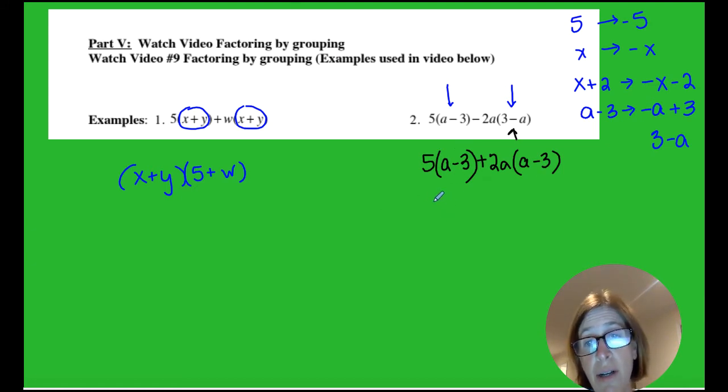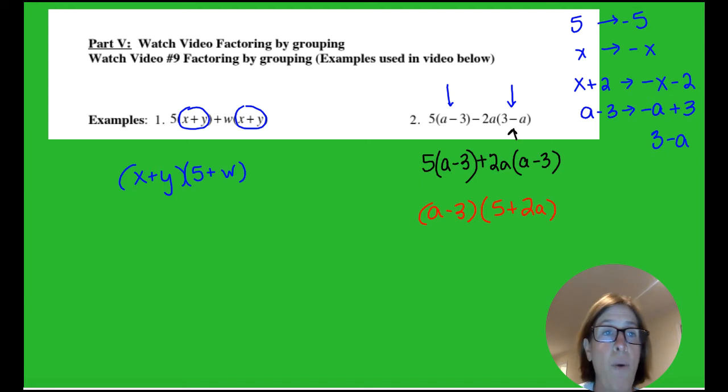Let me switch colors here. So a minus 3 gets pulled out to the front, and you'd be left with 5 plus 2a. Looking for opposites in expressions is going to make everything a little bit easier for you because they look really close, but again, they differ by a factor of negative 1.